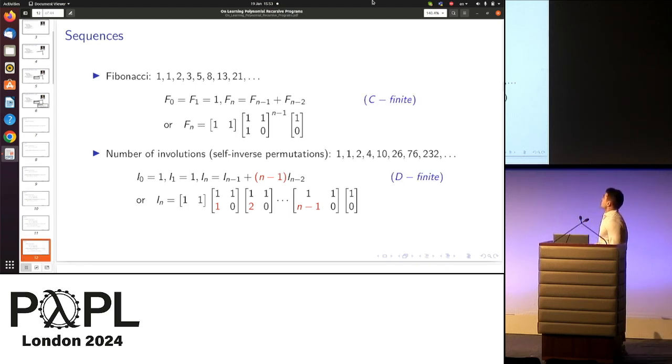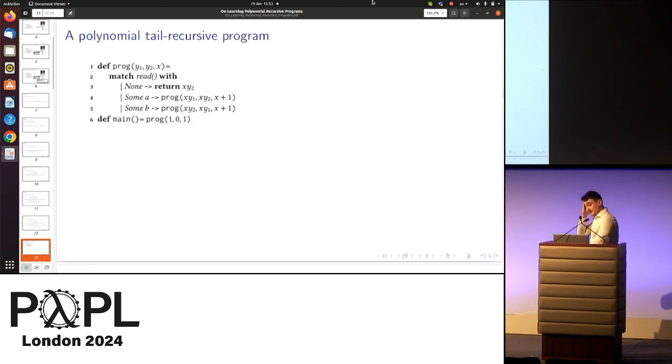The first sequence belongs to the class of C-finite sequences, whereas the second one belongs to the class of D-finite sequences. Why am I talking about sequences and recurrences? Well, because we can obviously write programs which compute the general term, but we can also come up with automata which solve this task. Let's look again at the program that I had in the beginning.